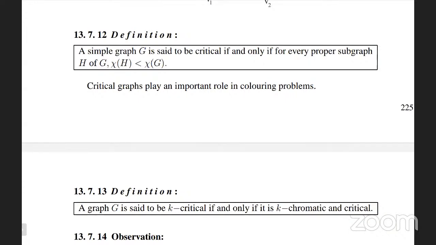In this, the chromatic numbers and the groups, if I check, in both cases the value is always less, so that it is called critical. A graph is critical means its proper subgraphs are possible. That is, a simple graph G is said to be critical if and only if it has proper subgraphs like that.